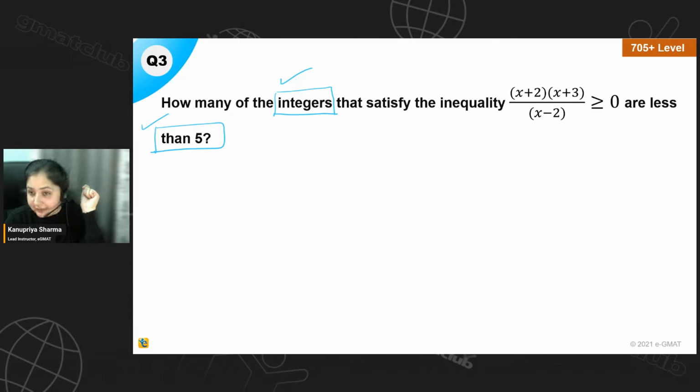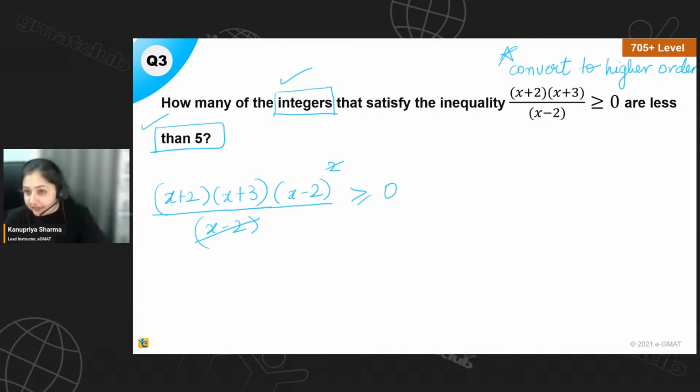This is a logical inference that you need to draw, that denominator cannot be 0. It has not been explicitly stated here, but logically you know that x minus 2 cannot be 0, and therefore x cannot be equal to 2. Now, these are the constraints that we have. So let's simplify this inequality. Let's multiply it with x minus 2 whole square. So we have x plus 2 into x plus 3 into x minus 2 greater than or equal to 0.